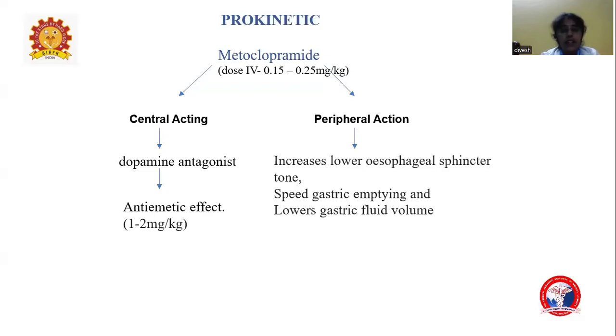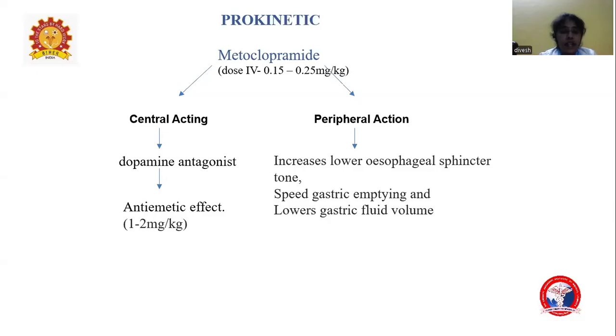The next drug which we most commonly use is a prokinetic. In prokinetics, we are going to see about metoclopramide. Metoclopramide acts both centrally and peripherally. Peripherally, it increases the lower esophageal sphincter tone, speeds gastric emptying, and lowers the gastric fluid volume.